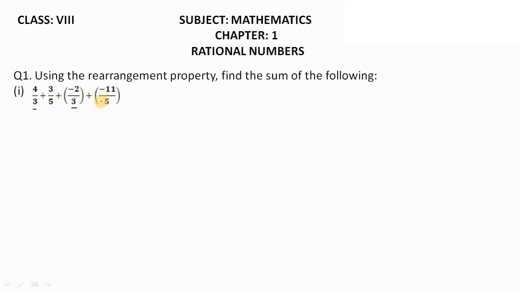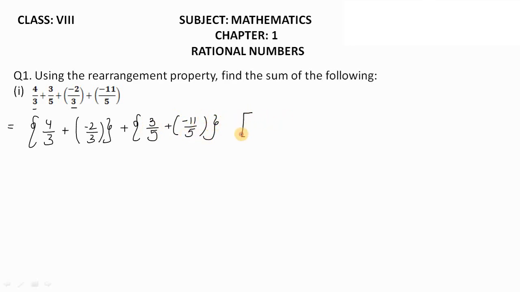because they have the same denominator 5. So this can be written as 4 by 3 plus, within a bracket, minus 2 by 3, plus then again a curly bracket open, 3 by 5 plus minus 11 by 5. So in the bracket we will be writing using commutative and associative property.